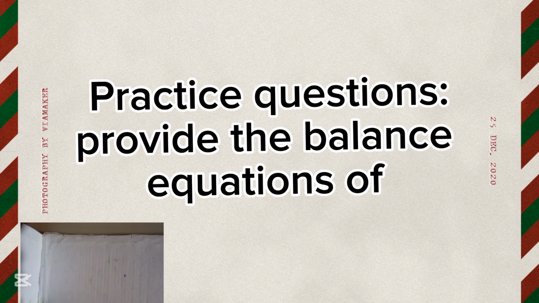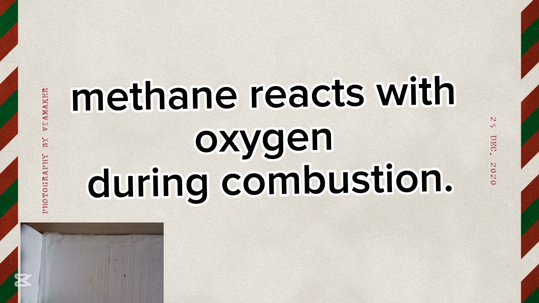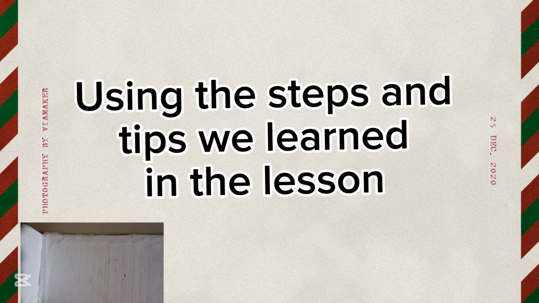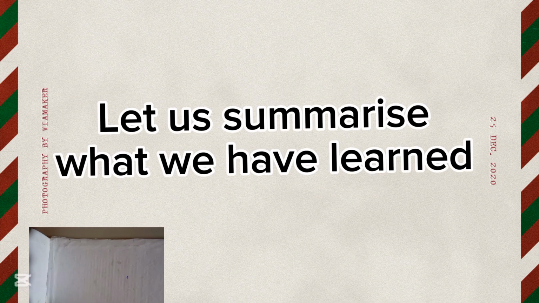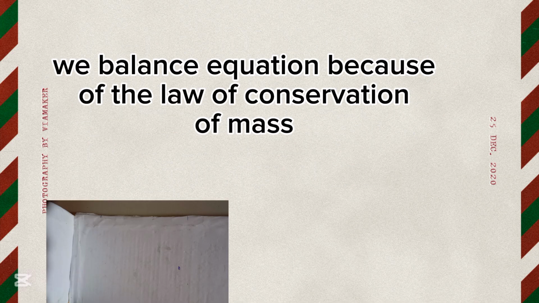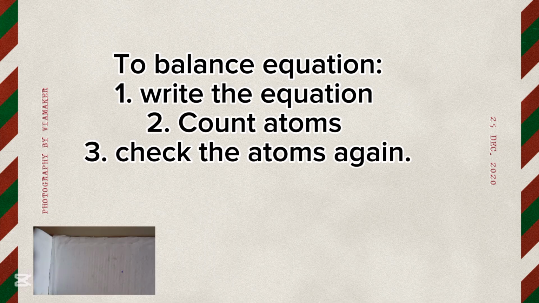Practice question. Provide the balanced equation of methane reacting with oxygen during combustion. The chemical equation is CH4 plus O2 giving CO2 plus H2O, using the steps and tips we learned in the lesson. Let us summarize what we learned. Balancing equations means making sure that the number of atoms of each element is equal on both sides of the equation. We balance equations because of the law of conservation of mass. To balance equations, you must write the equation, count atoms, add coefficients, and check again.